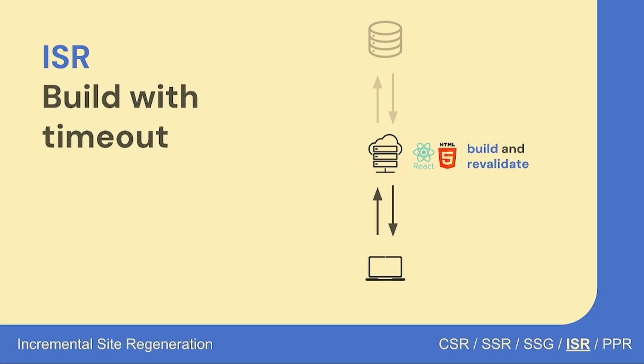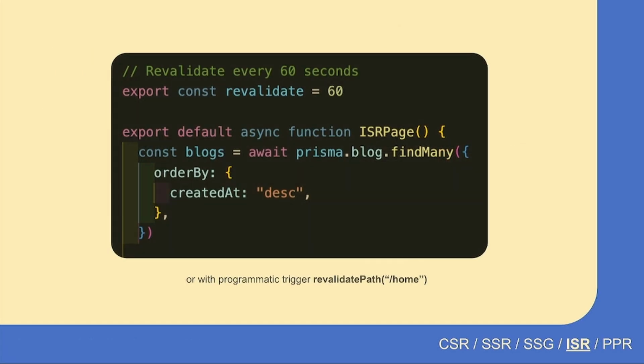So this is what ISR, incremental static regeneration, means, which is a mix of the two. You basically build the page, but you can revalidate with a couple of options. One is the time, so you can just set this parameter, which we saw earlier for the page. We can say this page we want to be revalidated every 60 seconds.